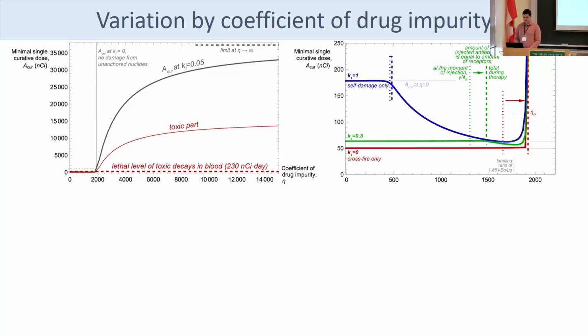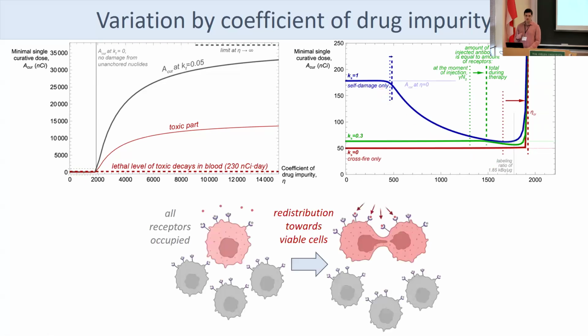And the self-damage only case shows different behavior. When the amount of antibodies approaches the amount of receptors, the curative dose starts decreasing. This happens since the new free receptors are produced only by still viable cells in the model assumptions. Therefore, when cancer cells are nearly saturated, yet a substantial amount of radioconjugates remains in the bloodstream, then viable cells attract radioconjugates at a faster rate than damaged cells. In the case of significant self-damage, the radiation is therefore redistributed towards viable cells, contributing to the increase of treatment efficacy and to the decrease of curative dose.